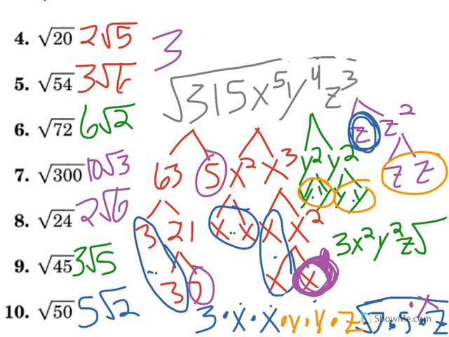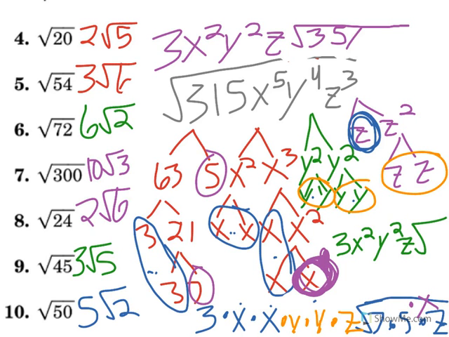Okay, so that's 3 times x squared times y squared times z times the square root of. On the inside, we still have 7 times 5, which is 35. And then we have an x and a z. So that just means times x times z. And you should put those letters in ABC order. So that's going to be our final answer for this question.